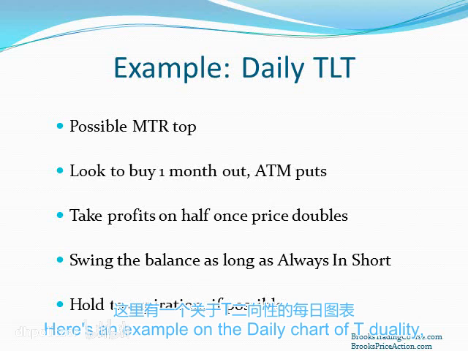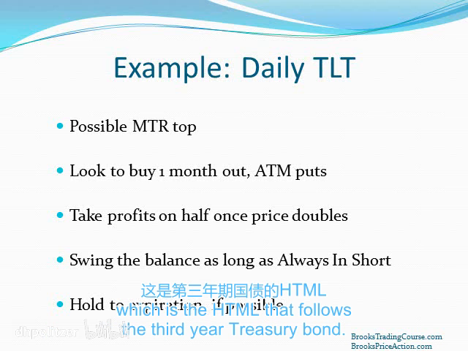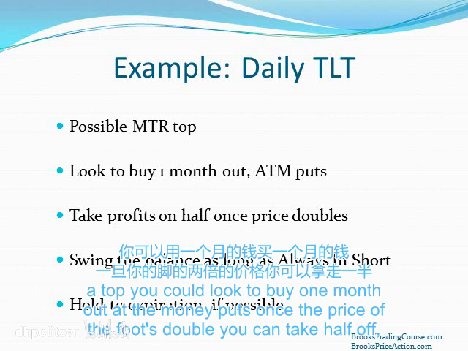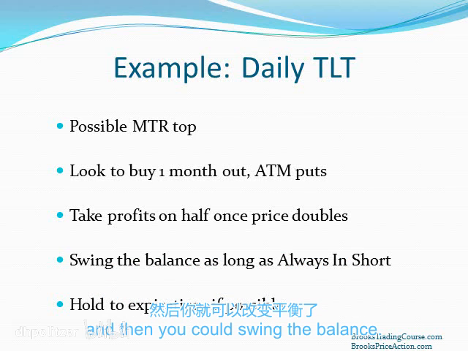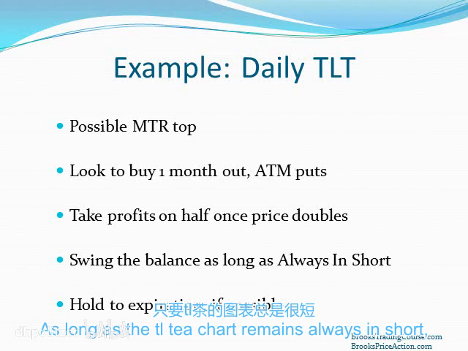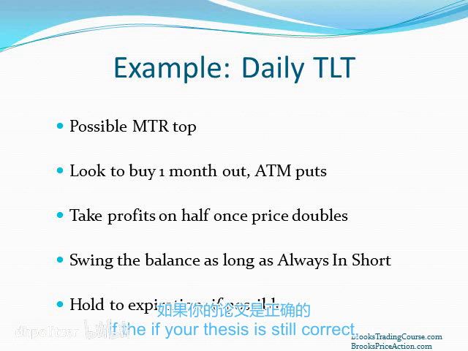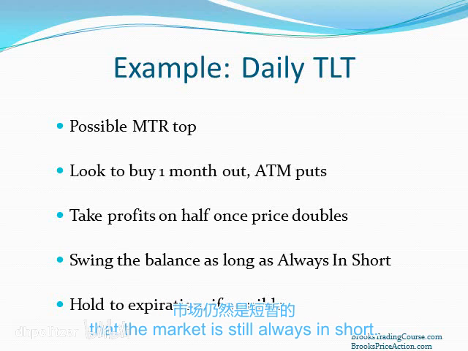Here's an example, the daily chart of TLT, which is the ETF that follows the 30-year Treasury bond. Let's say you have a possible major trend reversal, a top. You could look to buy 1 month out at the money puts. Once the price of the puts doubles, you can take half off, and then you could swing the balance as long as the TLT chart remains always in short, and you can hold until expiration if your thesis is still correct, that the market is still always in short.